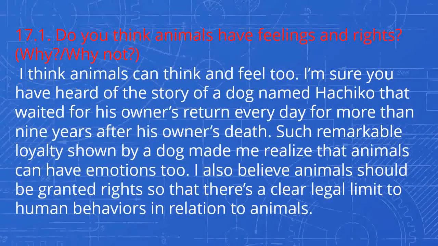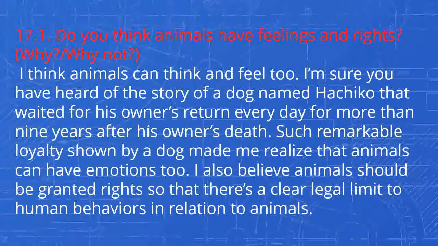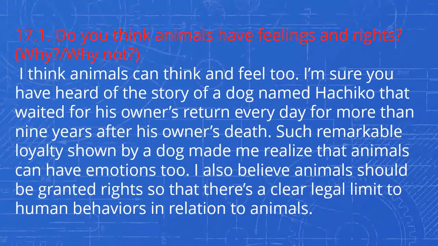Question number 1. Do you think animals have feelings and rights? Why or why not? I think animals can think and feel too. I'm sure you have heard of the story of a dog named Hachiko that waited for his owner's return every day for more than 9 years after his owner's death. Such remarkable loyalty shown by a dog made me realize that animals can have emotions too. I also believe animals should be granted rights so that there's a clear legal limit to human behaviors in relation to animals.